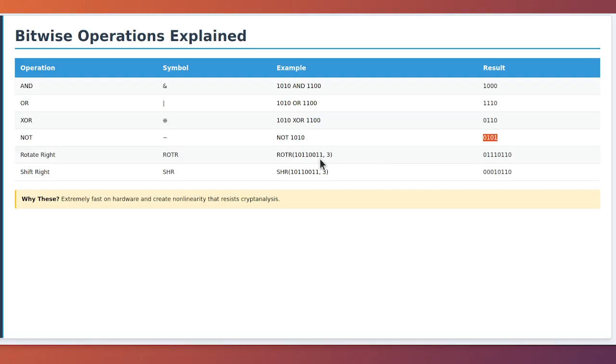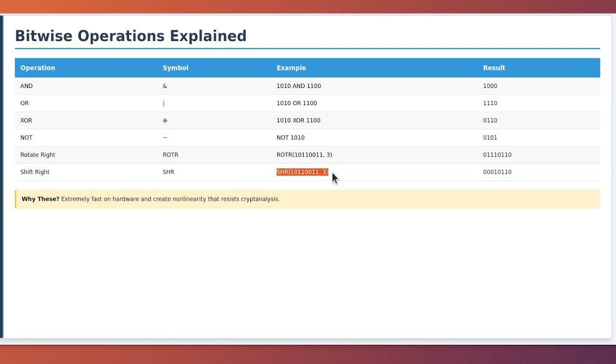Rotate right by n positions takes bits and shifts them right, with bits that fall off the right end wrapping around to the left. For example, rotating 10110011 right by 3 positions gives 01110110. Shift right is similar but does not wrap. The bits that fall off disappear and zeros come in from the left.